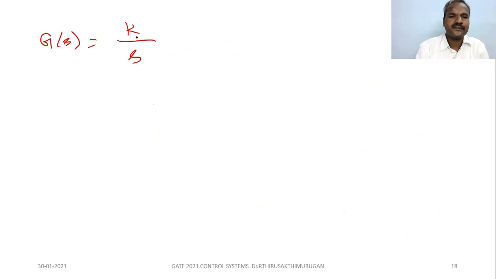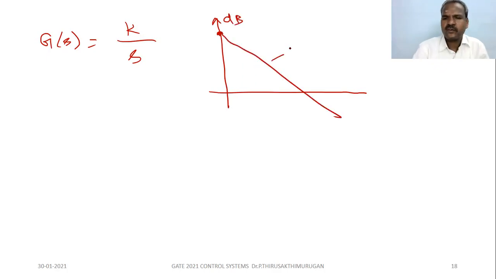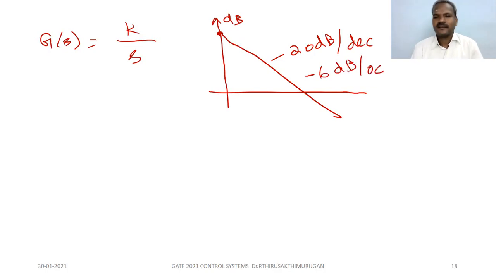So initially itself, it has the slope of minus 20 dB per decade. So the magnitude plot starts from the initial value. So this is 20 log magnitude, okay, in dB. Initially, there is no corner frequency, only one slope. The slope is minus 20 dB per decade, or minus 6 dB per octave. Understand? So this is 0 dB. This is log of omega.